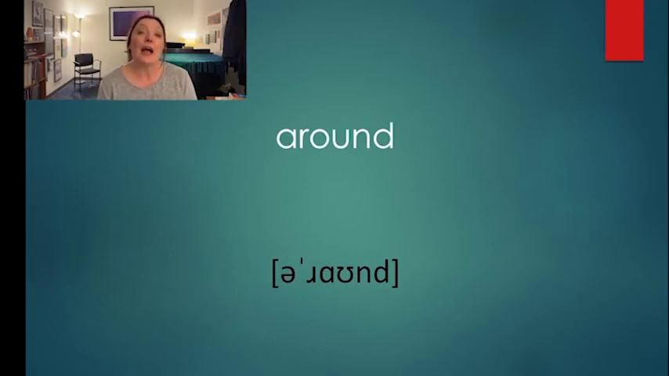Okay, so per our unstressed schwa, now we're getting a little bit trickier. Around. If I go back to the count, my word stress is on that part of the word, right? So I put my stress mark there, but my beginning of the word is a schwa because it is unstressed. So I have unstressed schwa, ow, n, d, around. That's the transcription for that.